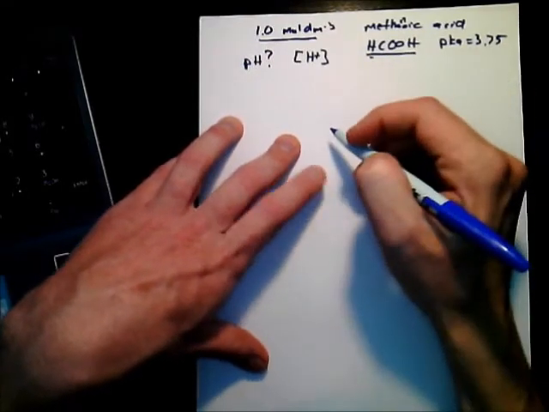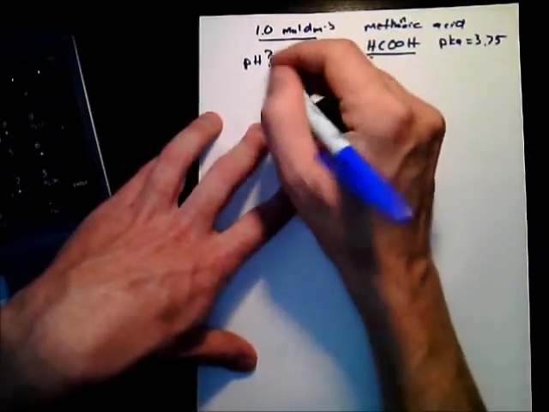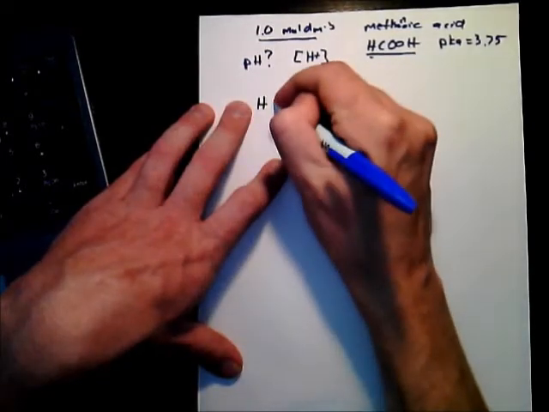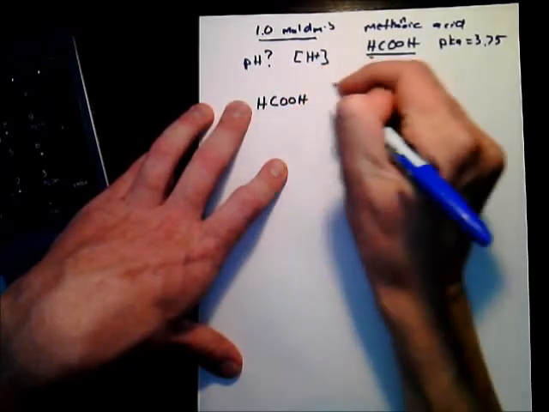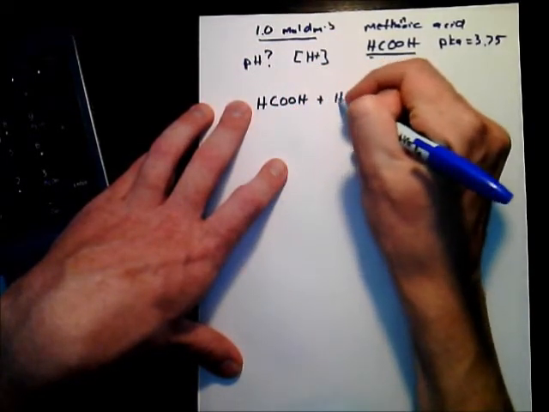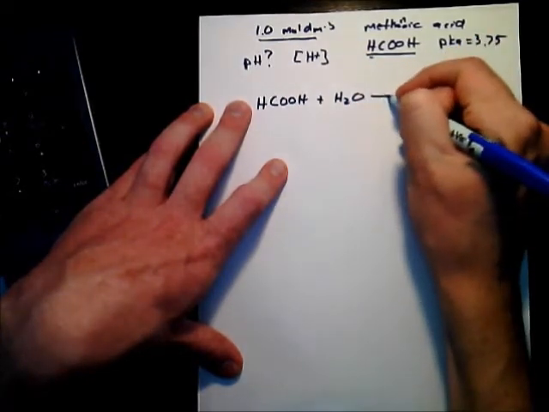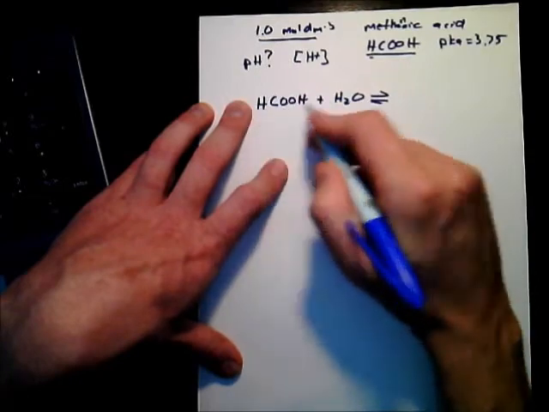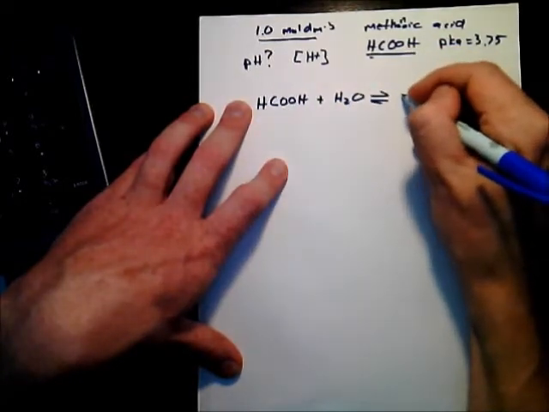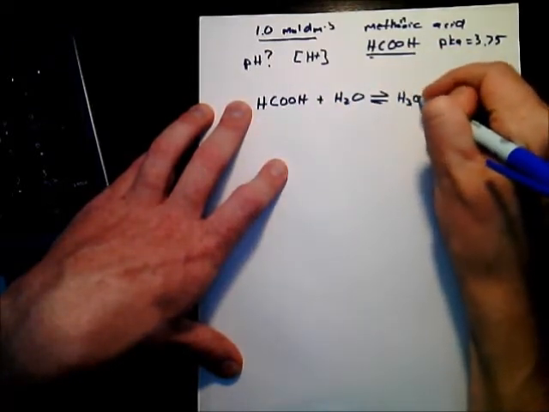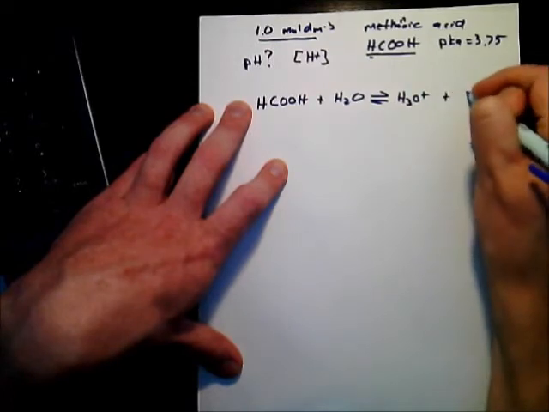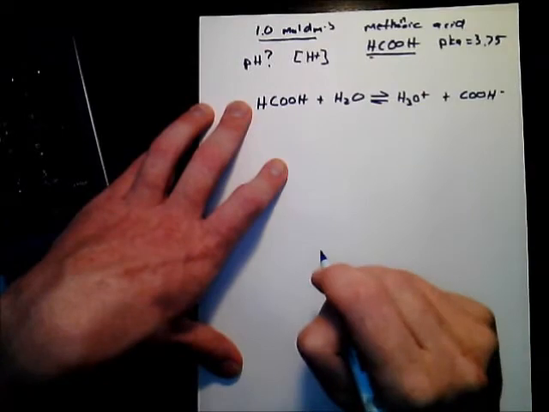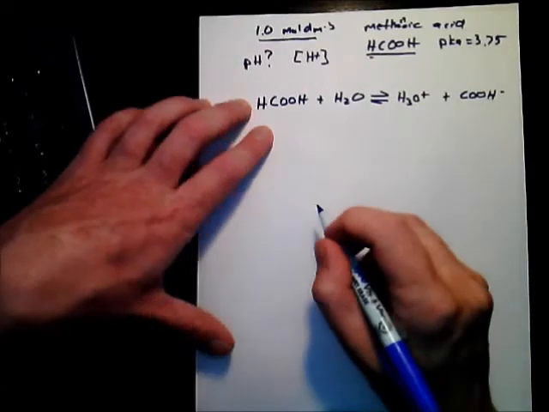So, one of the first things I need to do is set up a little equilibrium. I need to ask myself, what is this thing going to do in water? So when we put methanoic acid in water, it's going to ionize some of it, not very much of it. So a hydrogen goes from here to here, acid, conjugate base in this case. So we'll have an H3O+, same thing as a hydrogen ion, and then we'll have what would be called a methanoate ion.